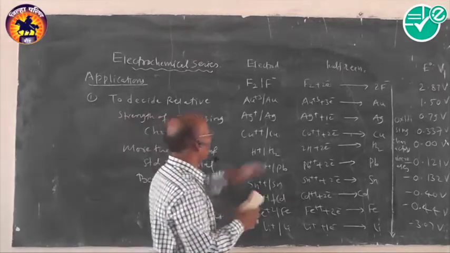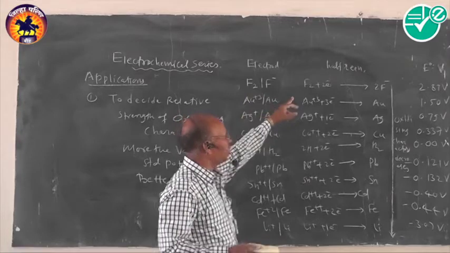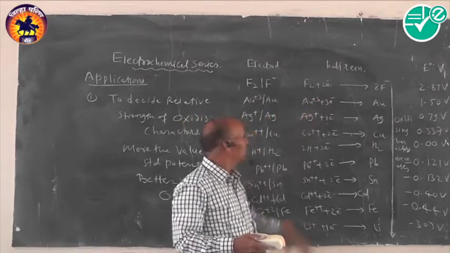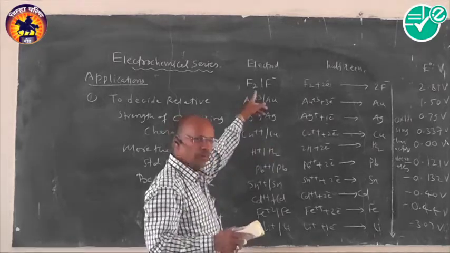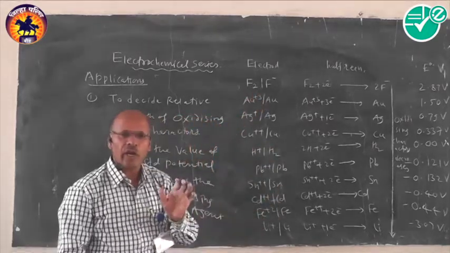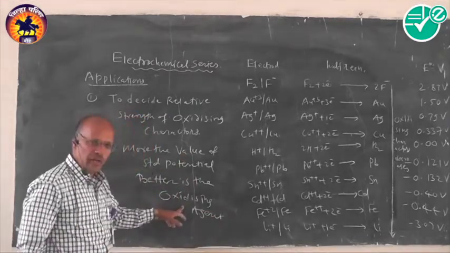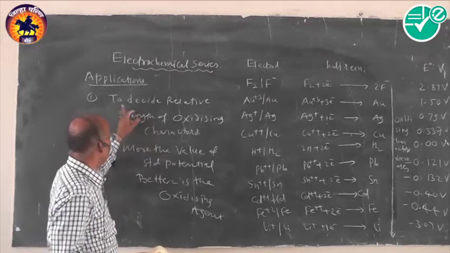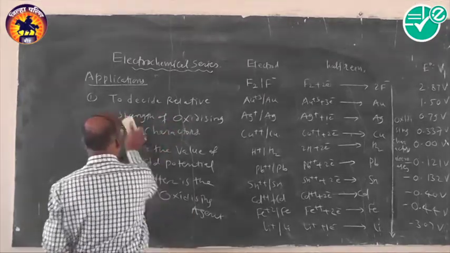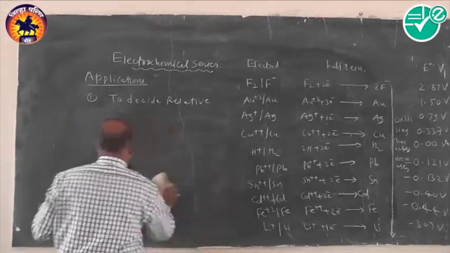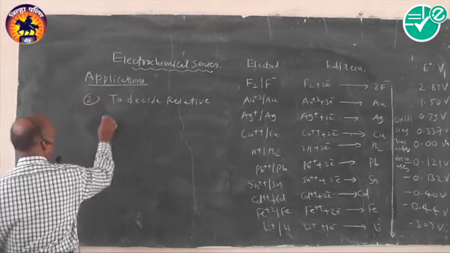Among these species, especially fluorine can act as a better oxidizing agent. If you think about copper, it has somewhat less strength as compared to fluorine. So as the standard potential value increases, if it is more, then its oxidizing character always increases. It is your first application, to decide the relative strength of oxidizing characters. Now the second application is to decide the relative strength of reducing characters.